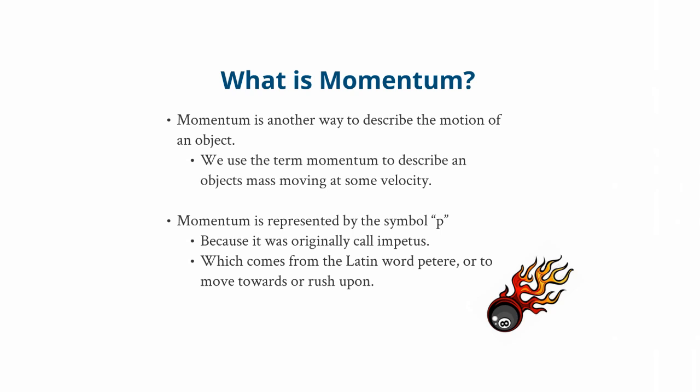Now, what is momentum? Momentum is another way to describe the motion of an object. We use the term momentum to describe the object's mass, or some object with a mass moving with some velocity. Momentum is represented by the symbol P because it was originally called impetus, which comes from the Latin word petere, or to move towards or rush upon. So the symbol is P. Please don't get that confused with power, which we've seen already, but it is a lowercase p and not a capital P.